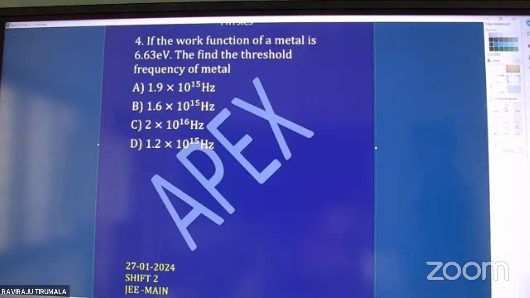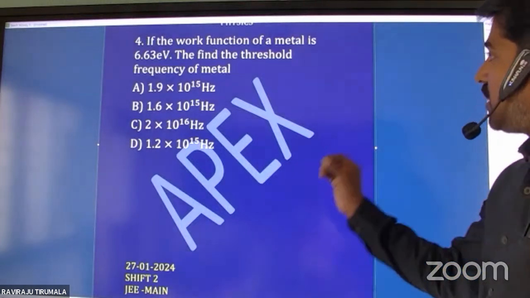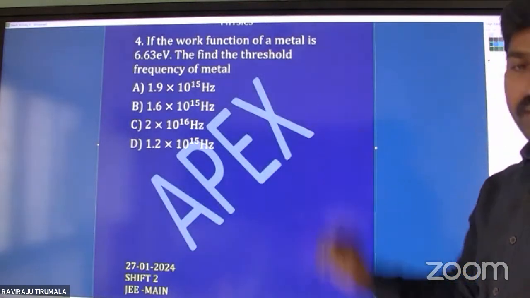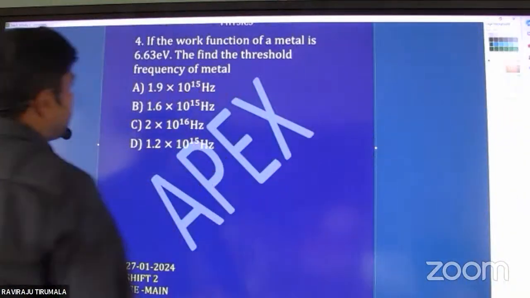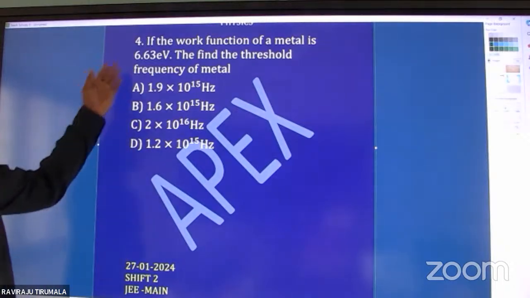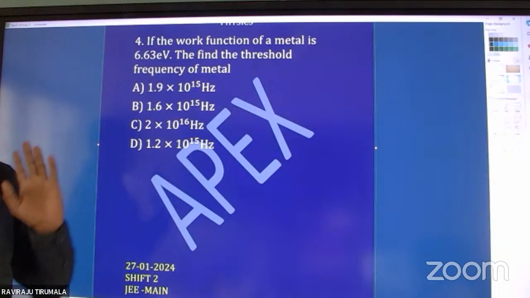If the work function of a metal is 6.63 electron volt, then find the threshold frequency of the metal. Threshold energy is given, that is the work function. The minimum energy needed is called the work function. They are asking for the minimum frequency. Energy is given, and the corresponding frequency they are asking.